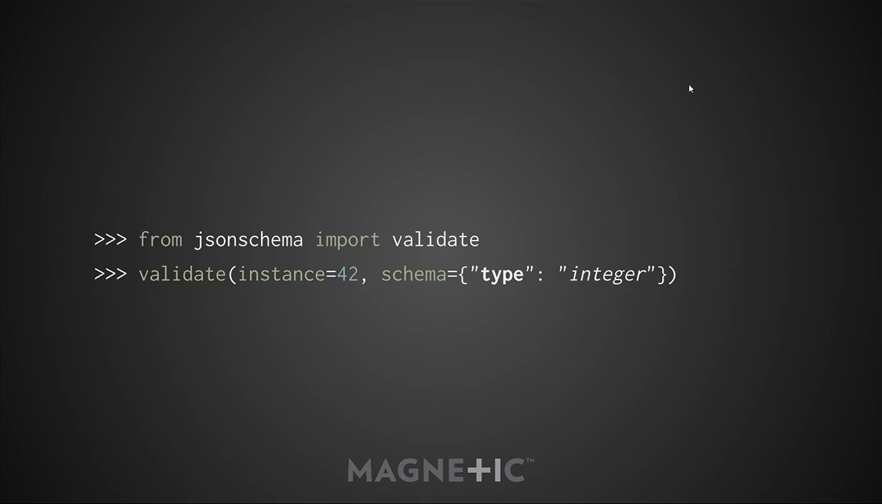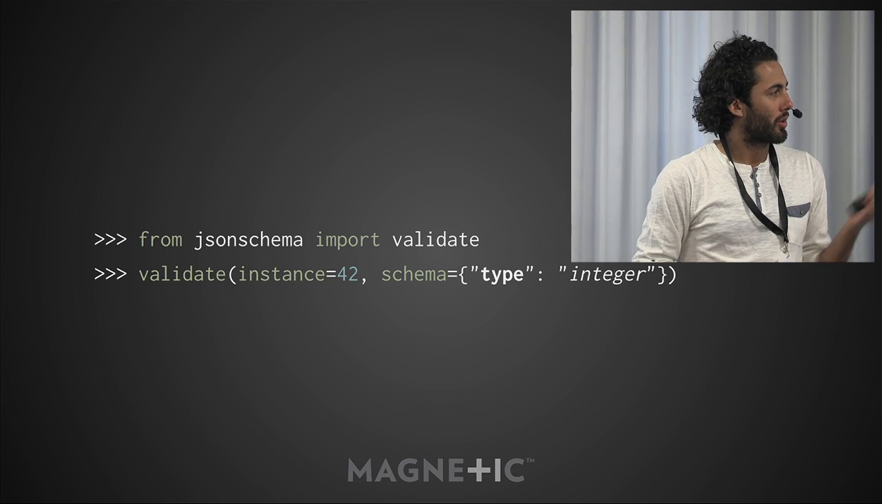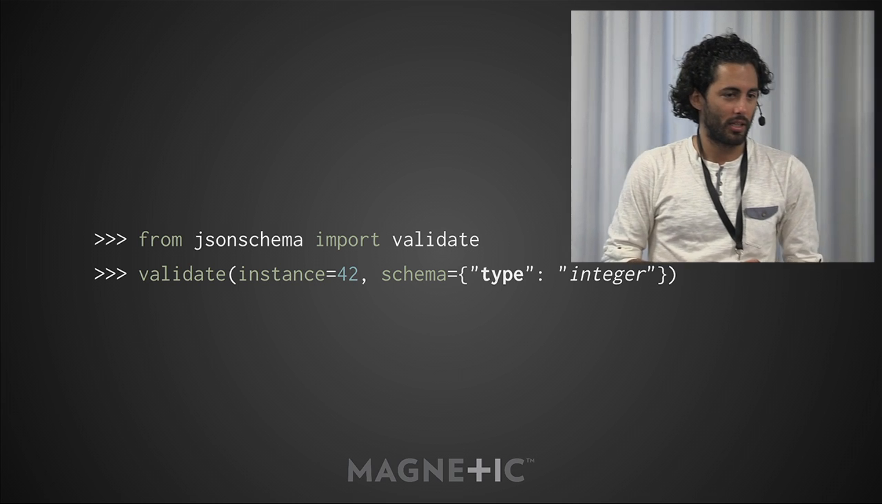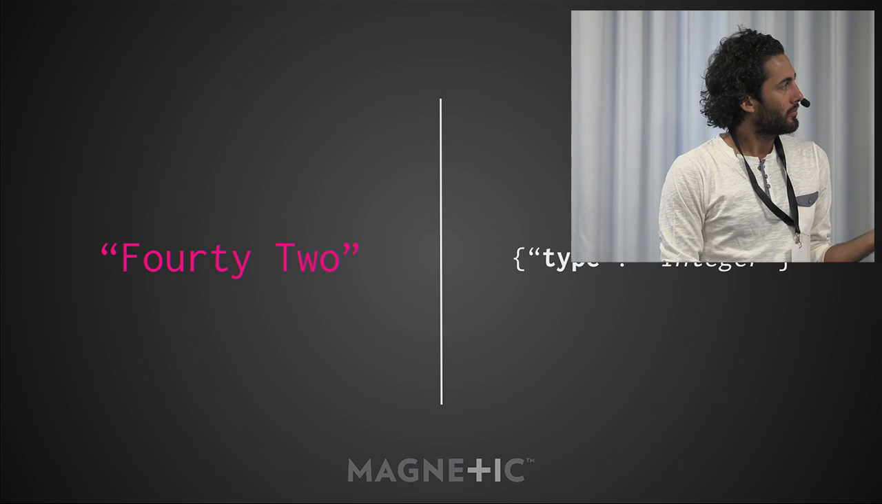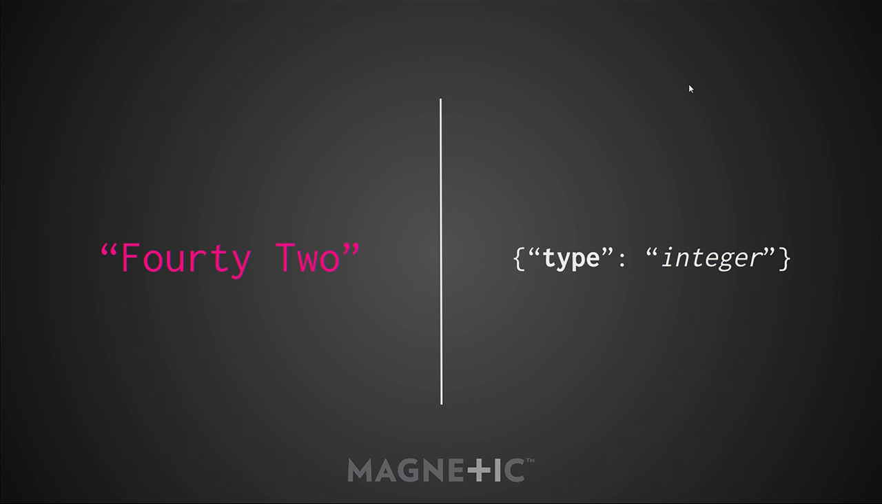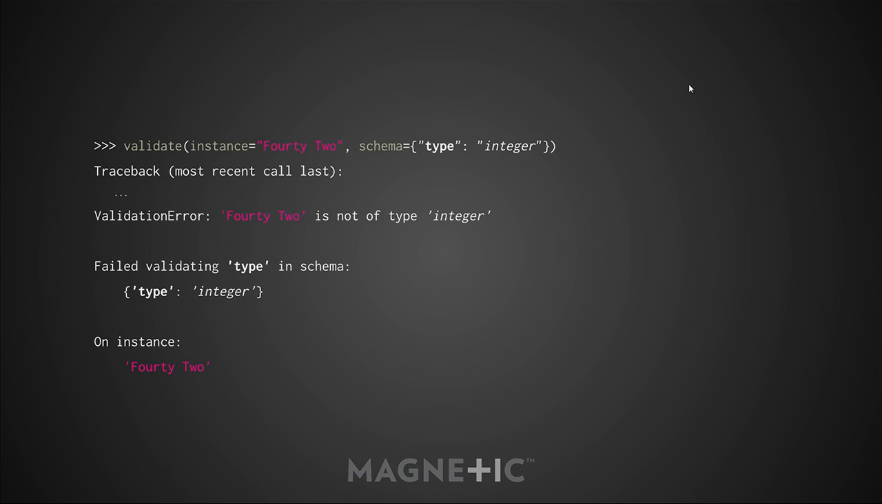So here's the most general basic form of the API for the library. You can just import this function called validate. You pass in an instance, you pass in a schema, you call this function, you hit enter in your REPL, and nothing happens. Because the API for this function is basically, if your instance is valid, no one complains. Here's another instance, same schema. Clearly, this one is not valid. Same call, now you get a traceback.